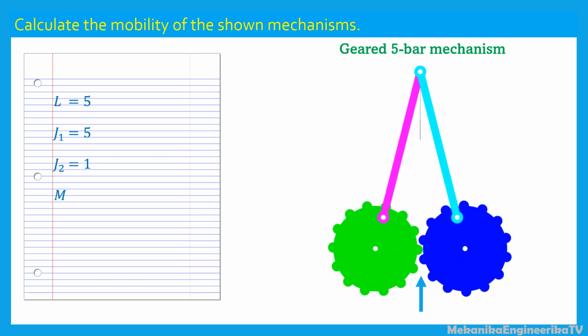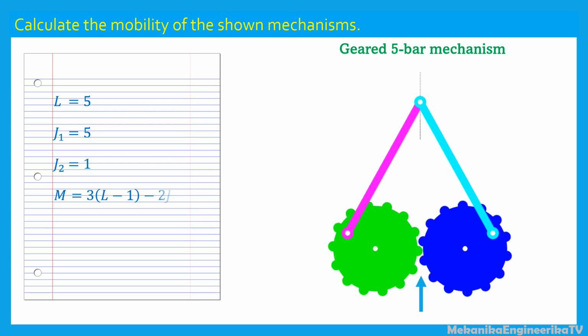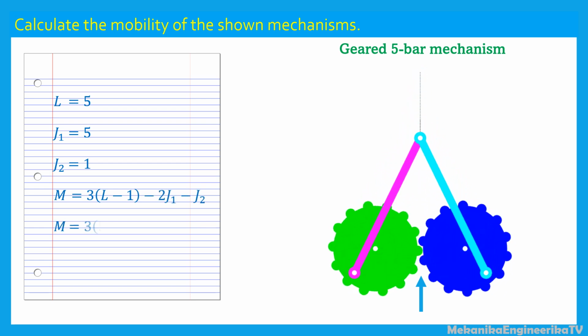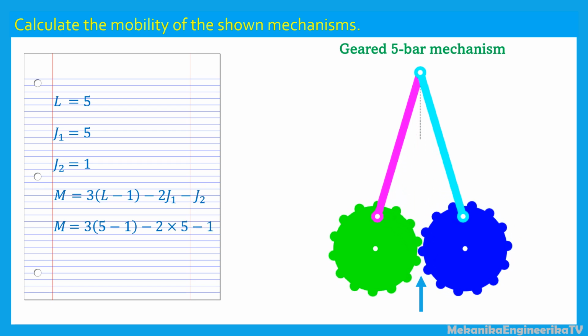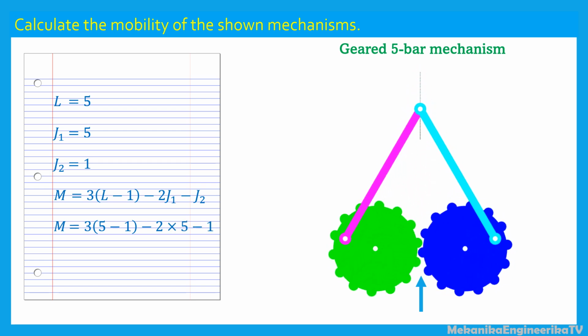Mobility, M, is given by 3 times (L minus 1), minus 2 times J1, minus J2. Substituting the values of L, J1, J2 in the expression of mobility gives that mobility M is equal to 1.